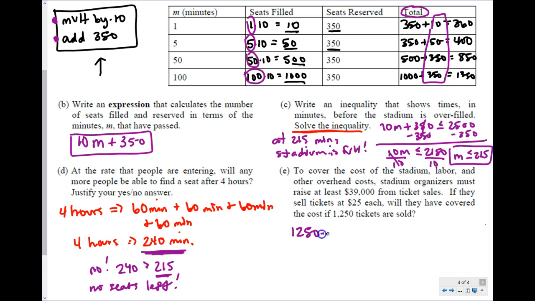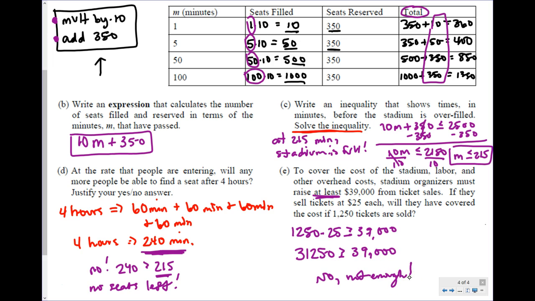More than that, not equal, but it has to be at least 39,000. That's where this word at least comes from. So we need a greater than or equal to 39,000. So 1,250 times 25 is 31,250. Is that greater than 39,000? No. So not enough.